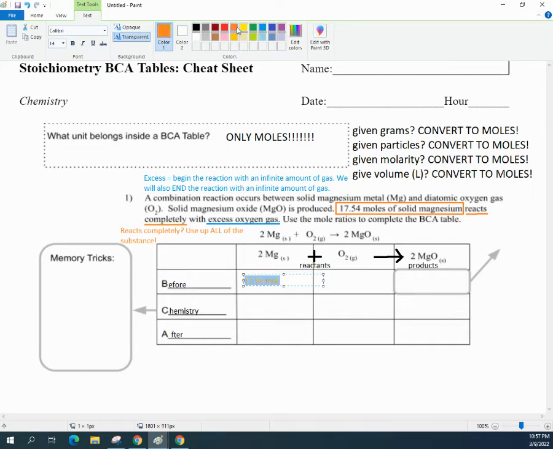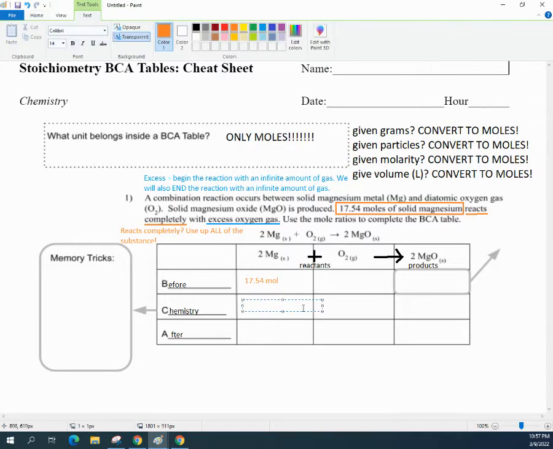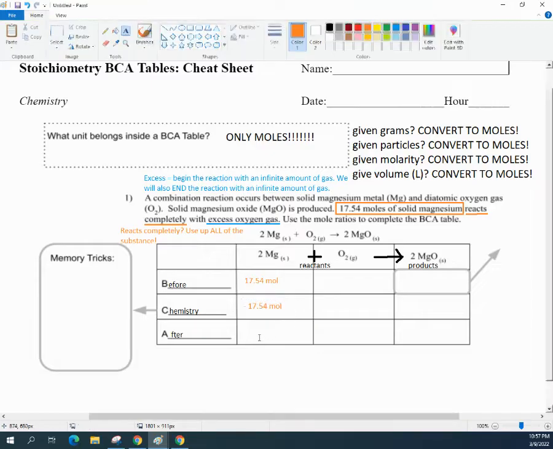Make that a little darker here. There we go. And it says we're reacting it to completion, which means that I'm going to use all 17.54 moles. More on this detail later, okay?